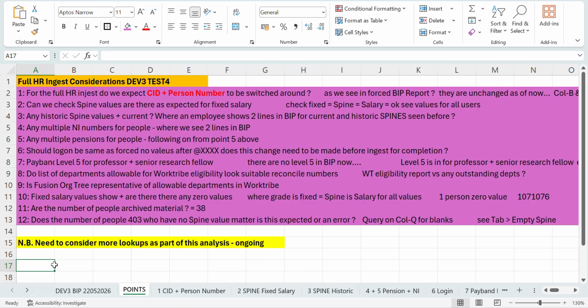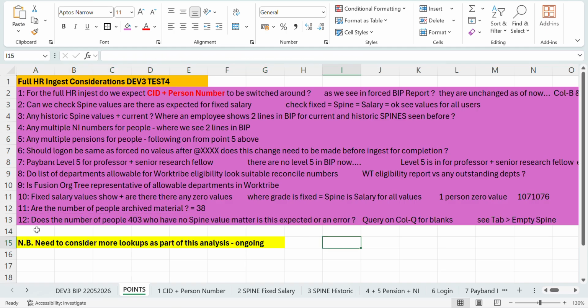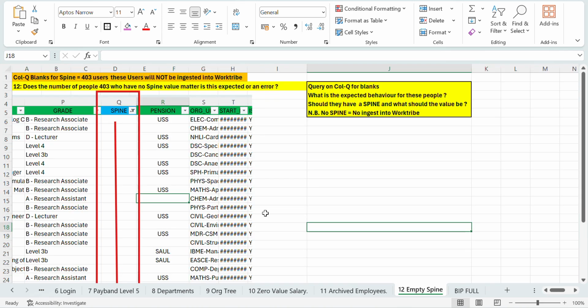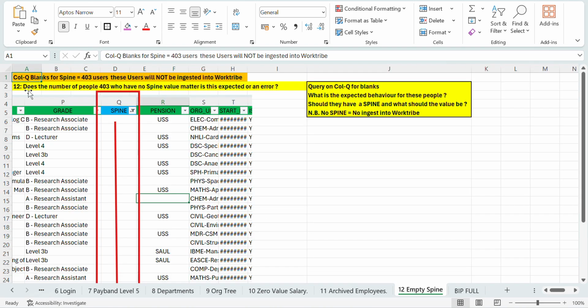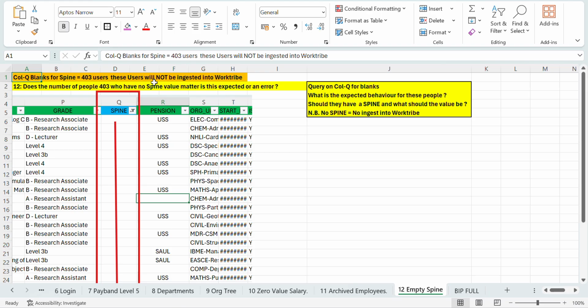So if I come over to my point here, 403 have no spine value. So if they don't have a spine value, they're not going to be ingested. So let's come over to point number 12 then. So we see point number 12 here, and we see empty spine. So column Q, filtering on that for blanks, shows us what we have here, and we have 403 people with no spine value.